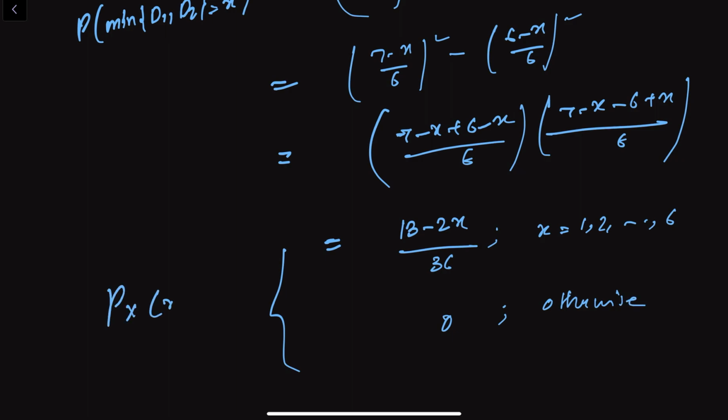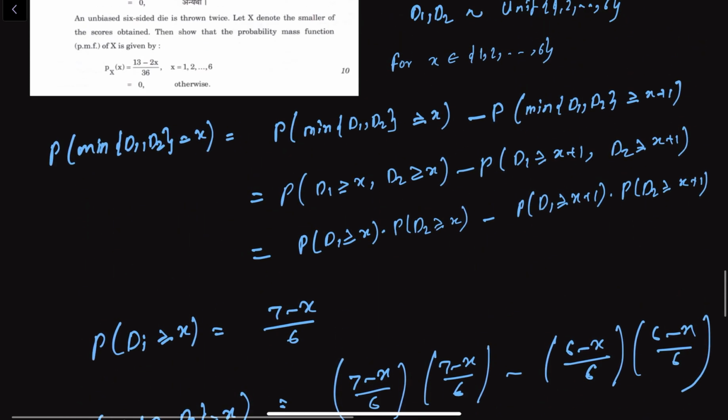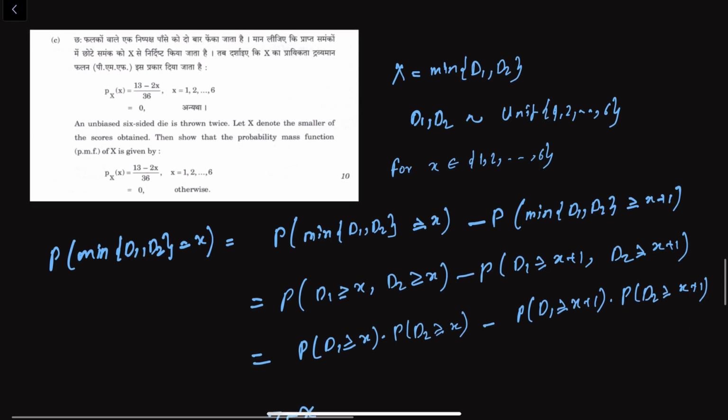So that would be the probability mass function of this X, where X is the smaller of the scores obtained. Hence we proved that the probability mass function is 13 minus 2x by 36 for x having values from 1 to 6. So that's it for this video. We'll meet in the next video.